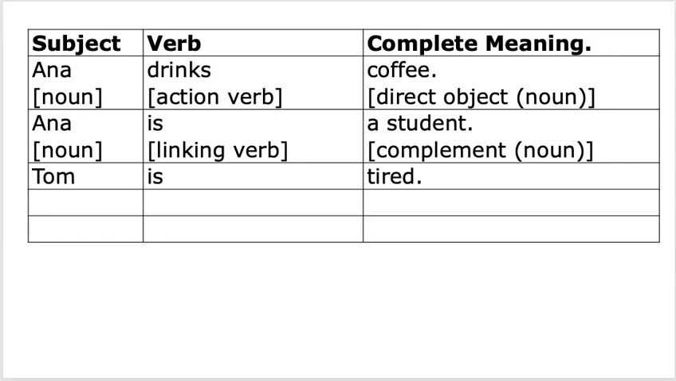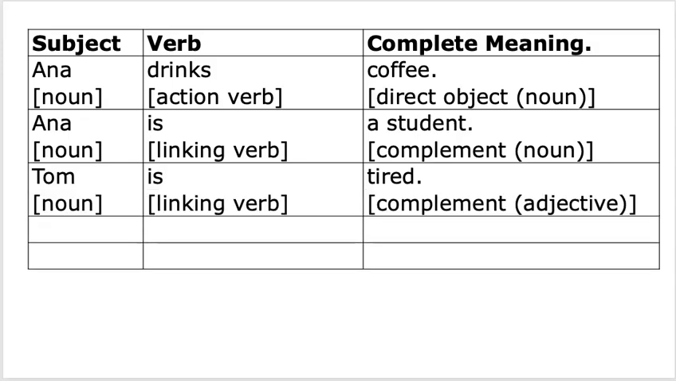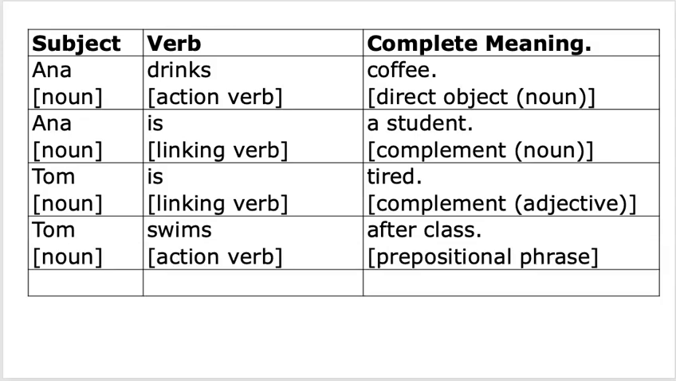Tom is tired. Here we have another linking verb and a complement, but notice this time the complement is an adjective. Tired is an adjective. Tom swims after class. Swims is an action verb, but this time we don't have a direct object.